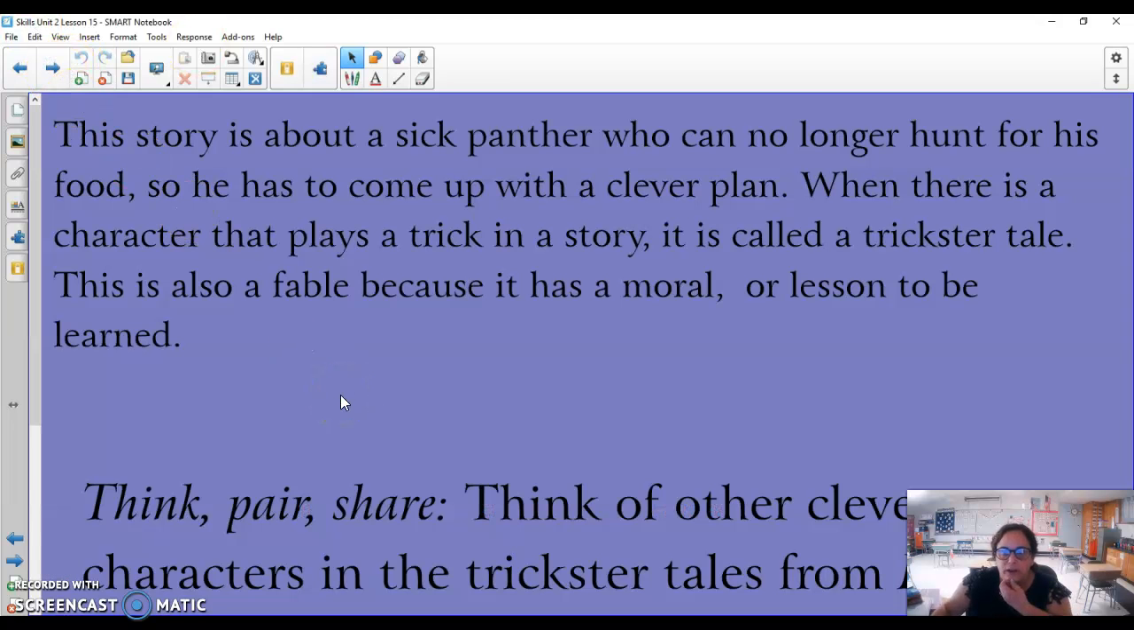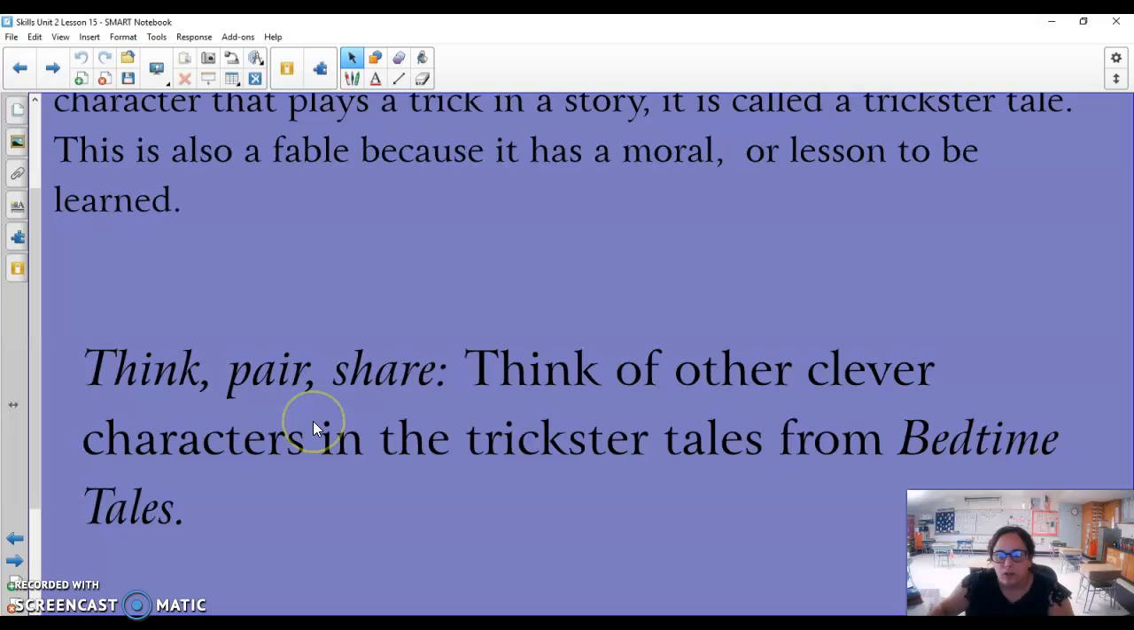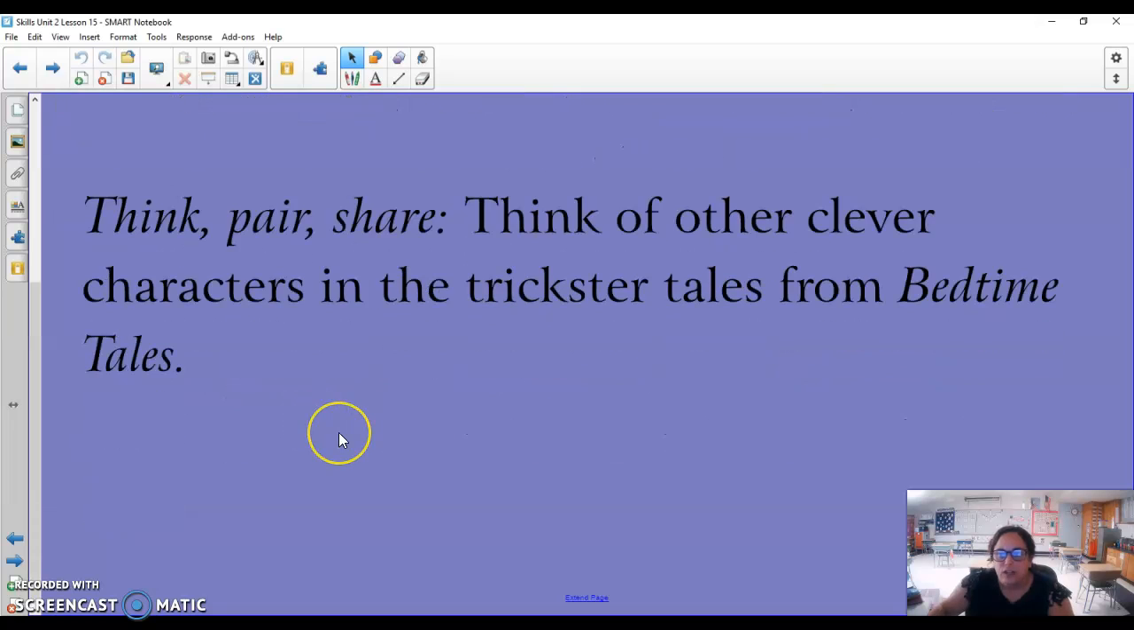So this story is about a sick panther who can no longer hunt for his food. So he has to come up with a clever plan. When there is a character that plays a trick in a story, it is called a trickster tale. This is also a fable because it has a moral or lesson to be learned. So, I want you to think of the other clever characters in the trickster tales from the bedtime tales reader that we've been reading.